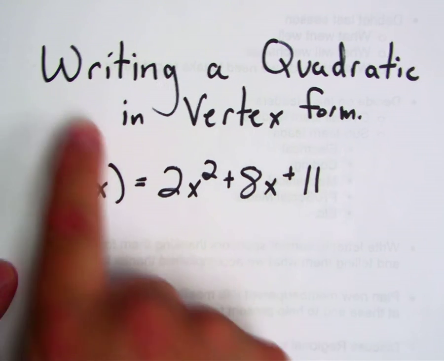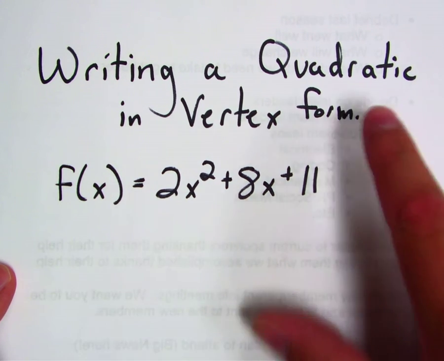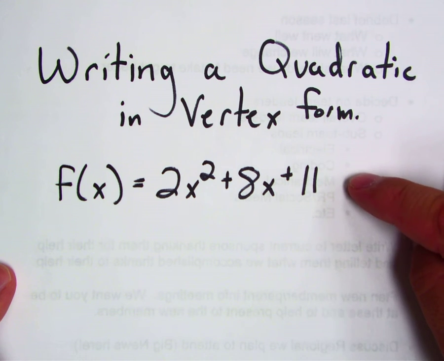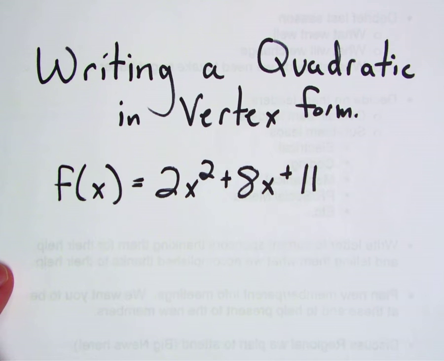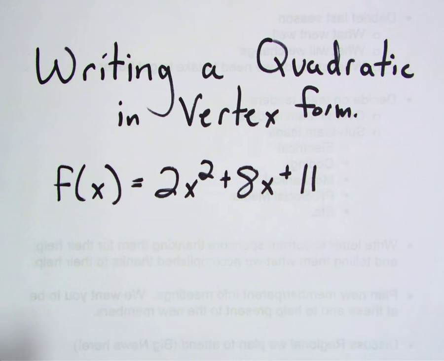Today we're going to take a look at writing a quadratic equation into vertex form. So here we have a quadratic function. It's written in standard form, ax squared plus bx plus c, and we're going to write it in vertex form, specifically so we can look at the transformations that have been done to that function, and specifically the vertex.